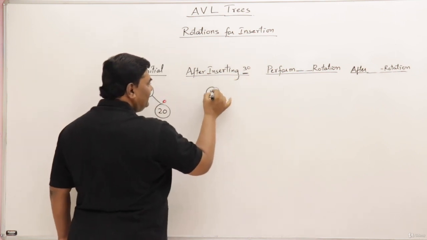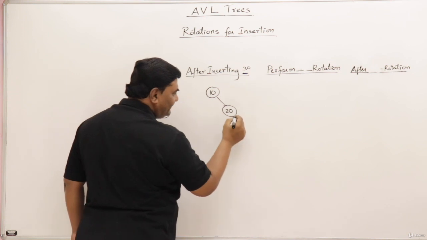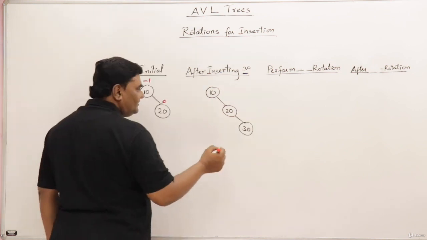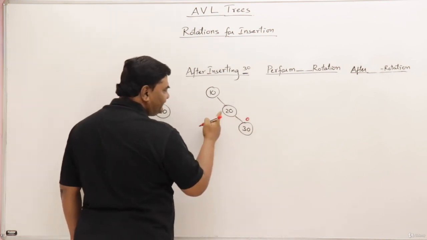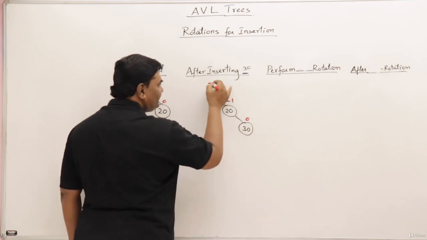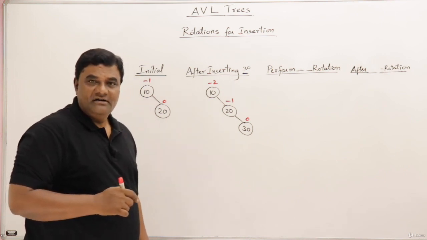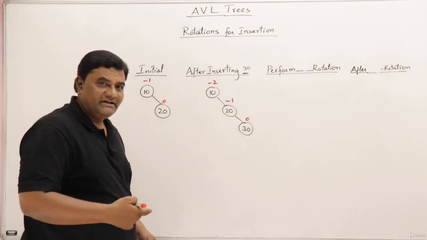So 10 and 20 are already there. So 30 is greater than 10 and greater than 20. So it comes on this side. Now the balance factor of this one is 0. This is 0 minus 1, so minus 1. This is 0 minus 2. So this is minus 2. Minus 2 is not a valid balance factor. Balance factor cannot be less than minus 1.